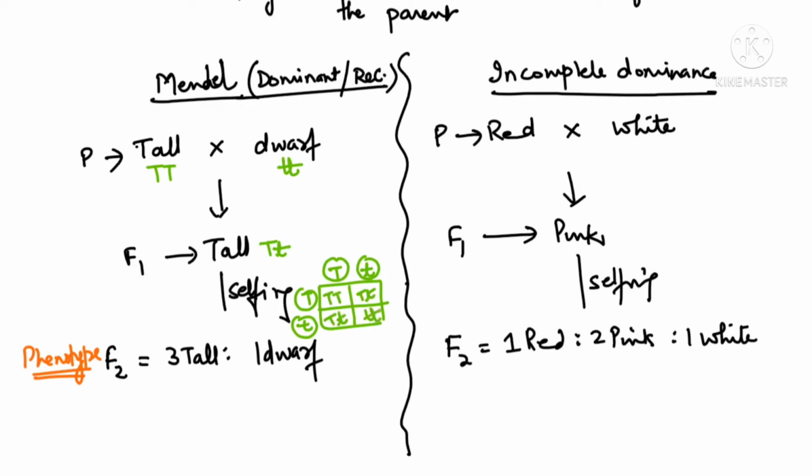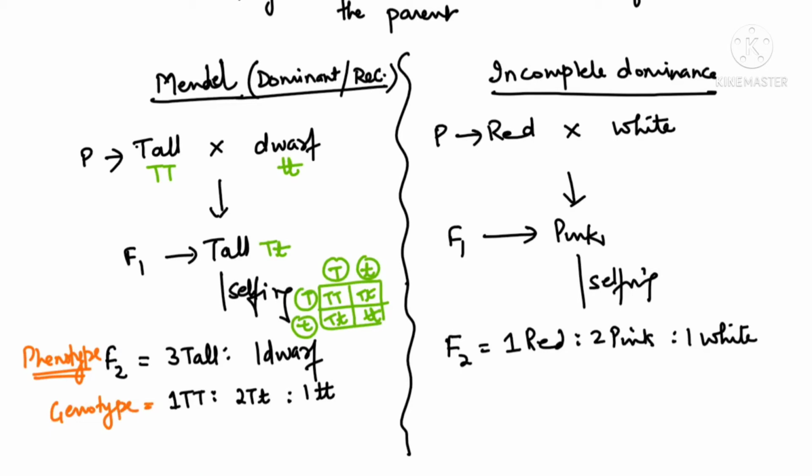So your genotype ratio is coming as 1 homozygous tall, 2 heterozygous tall, and 1 homozygous dwarf. So this is the genotype ratio of the F2 generation.